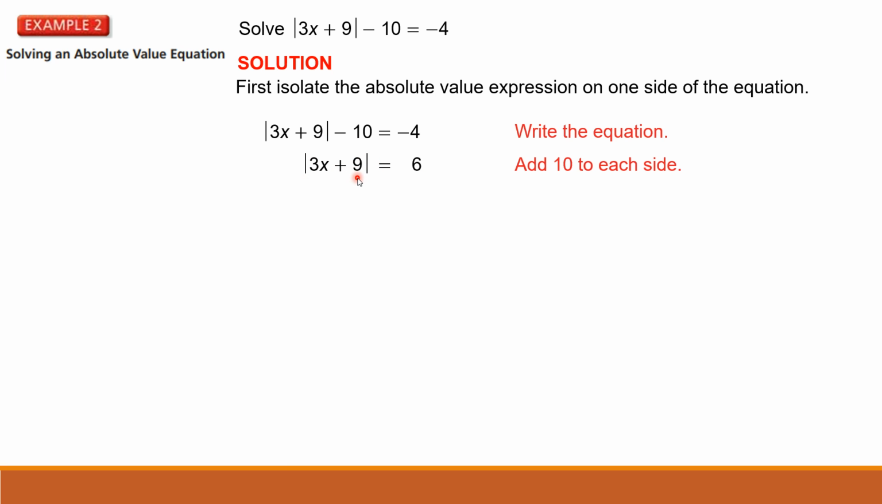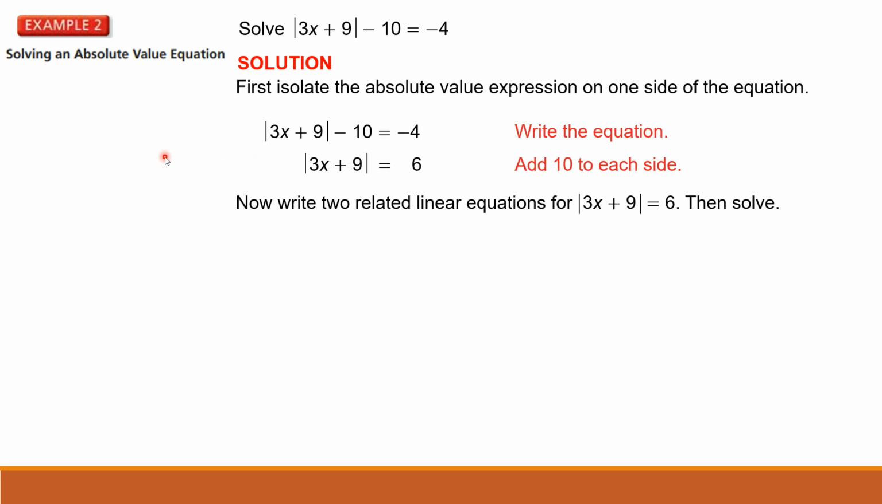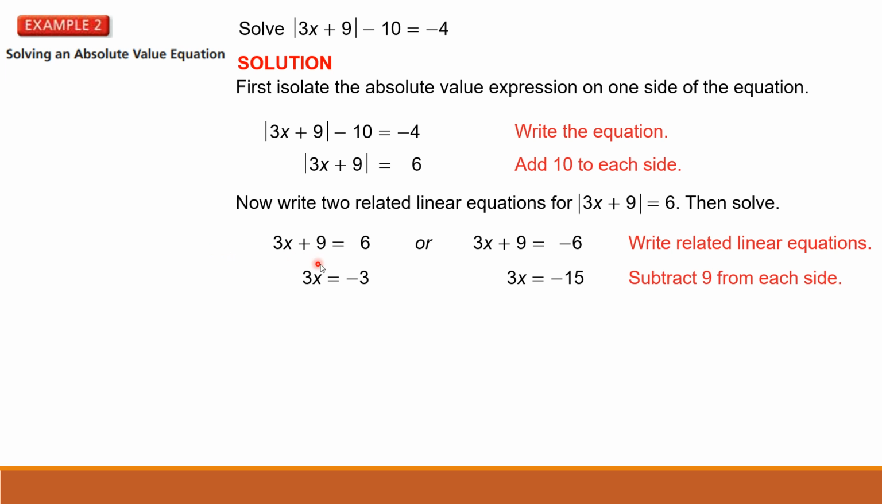So we will now separate it into the two linear equations. So we have the expression 3x plus 9 equals positive 6, or we have the expression 3x plus 9 equals negative 6. And then you solve each of the two linear equations. We'll need to subtract 9 from both sides. So subtract 9 for the first one, we get 3x equals negative 3. And on the second one, we get 3x equals negative 15 when we subtract 9 from negative 6.